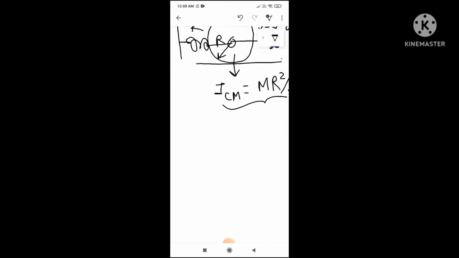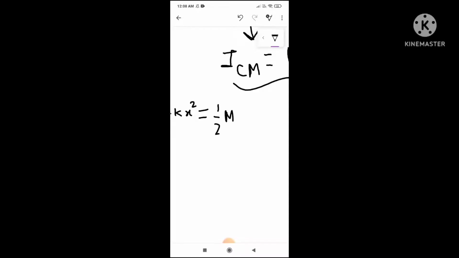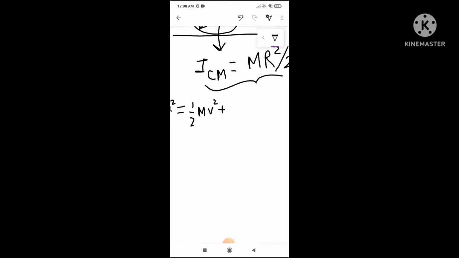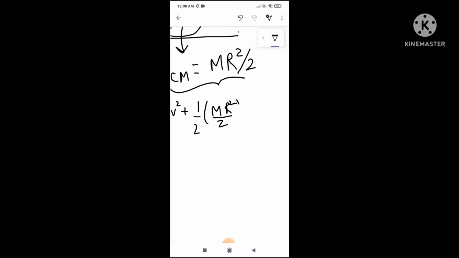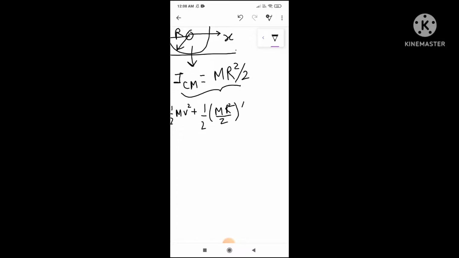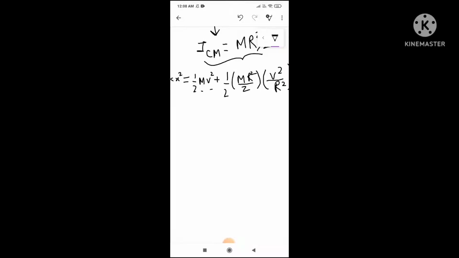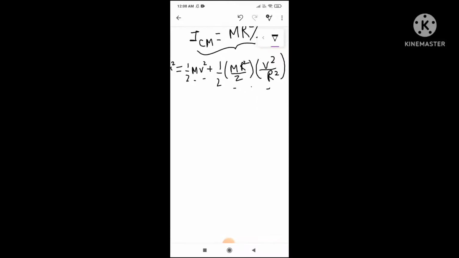So we get, what do we get? Half kx square. I'm doing the algebra. So V denotes here the velocity of center of mass. Omega square means V square by R square. You'll get to know why I am expressing the energy terms in terms of M and V. See, M and V. Maybe there's an R, but everything is in M and V. So what are we getting?